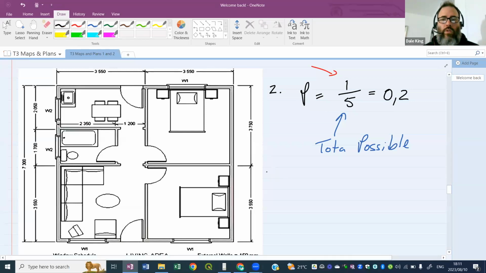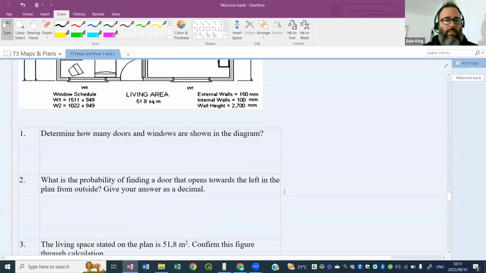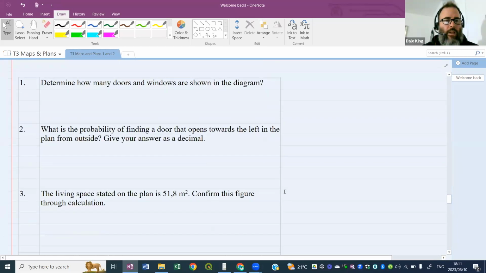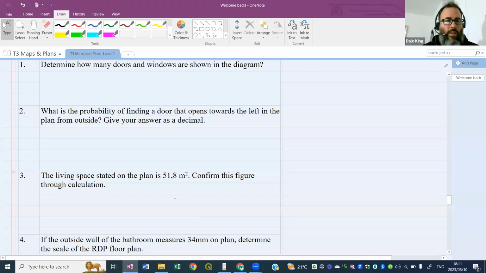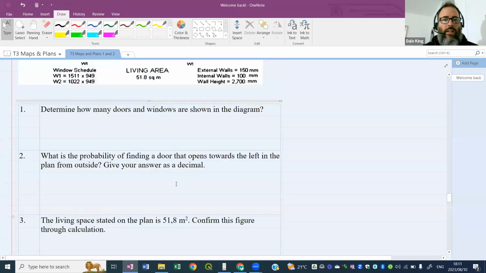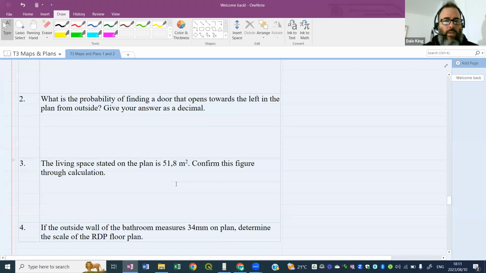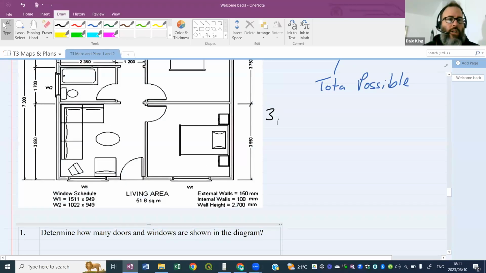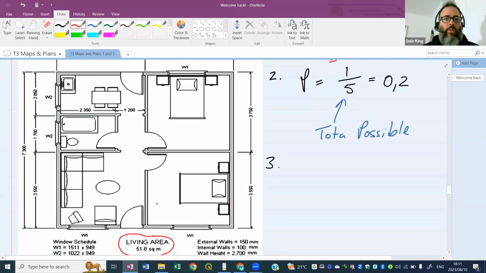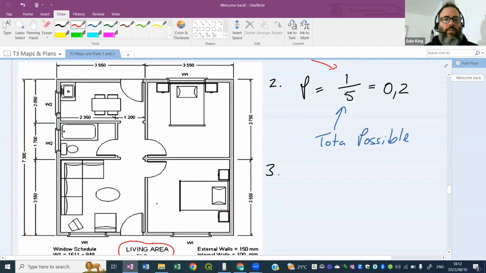All right, let's move on to question 3. Let's see what they've got for us. Question 3. The living space stated on the plan is 51,8 square meters. Confirm this figure through calculation. All right, what are they talking about now? So down here at the bottom, the living area or living space, they say is 51,8 square meters. We need to confirm this through calculation.